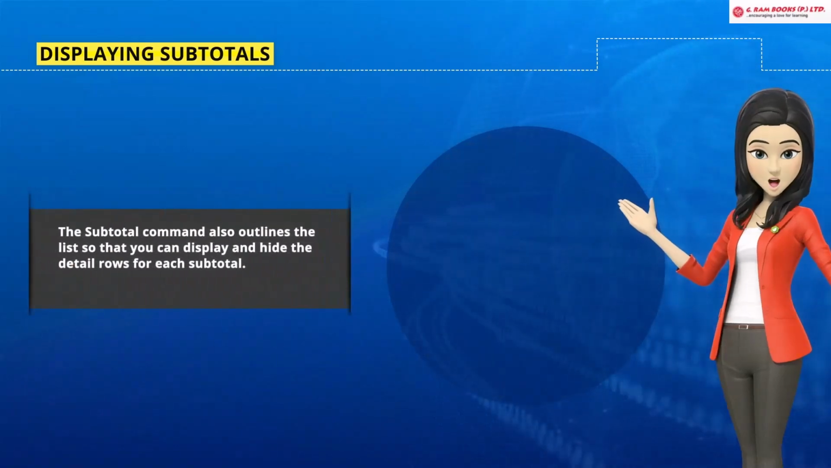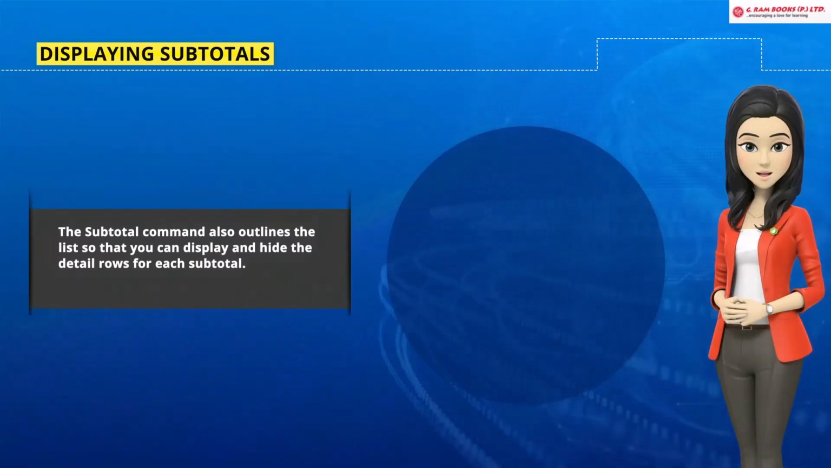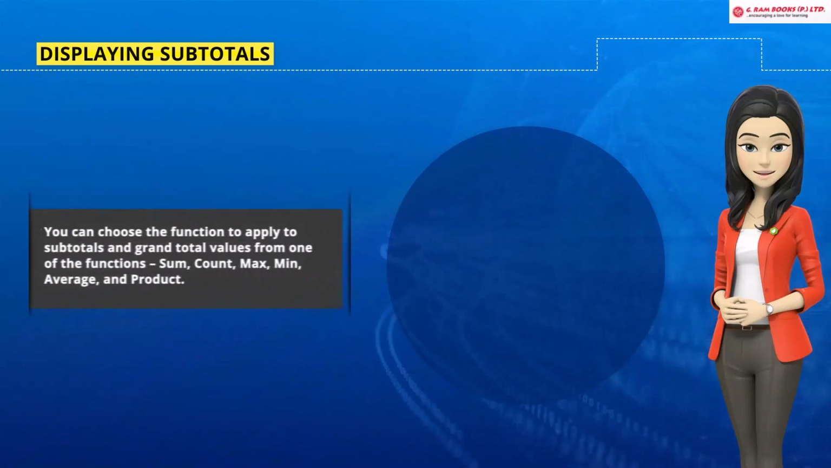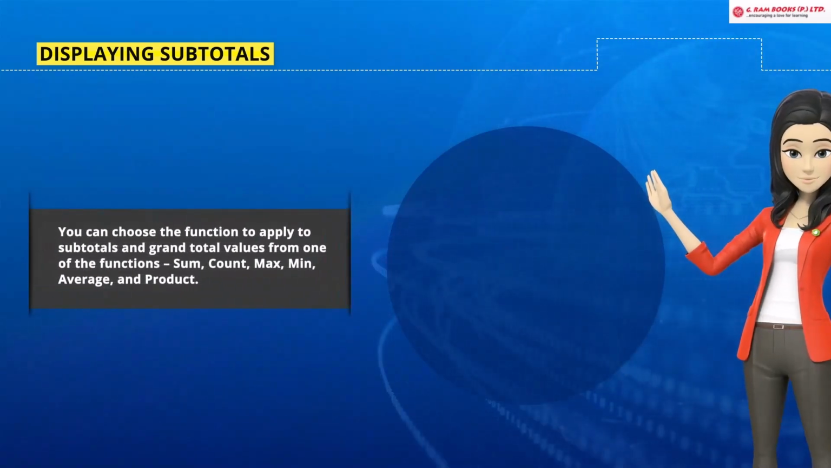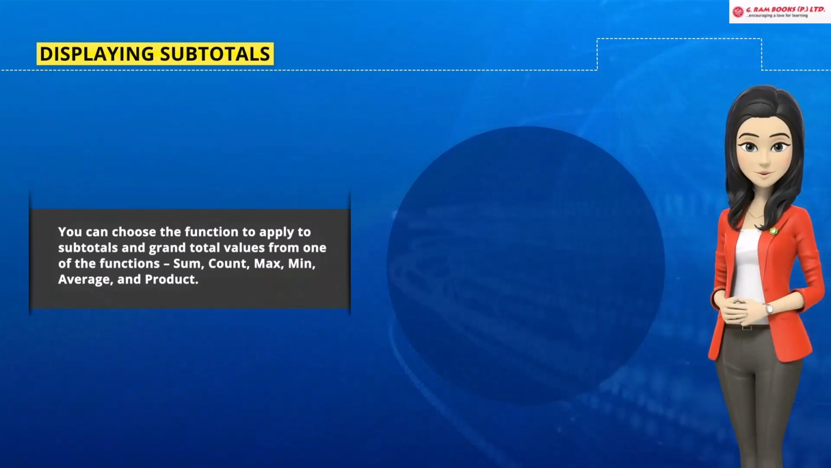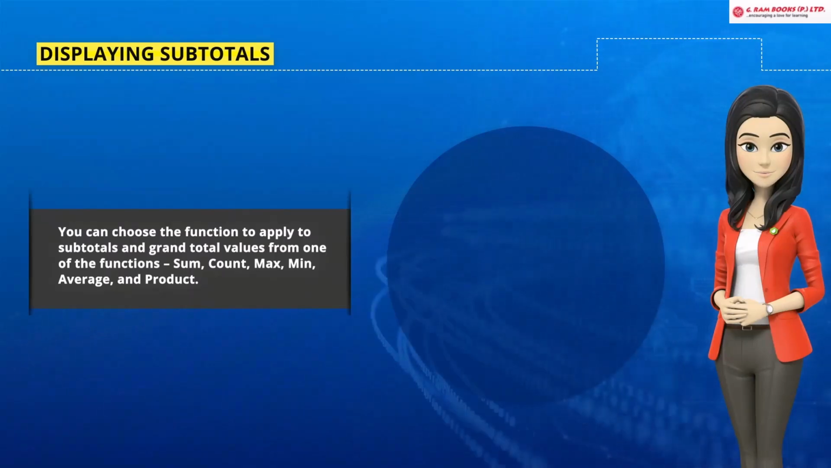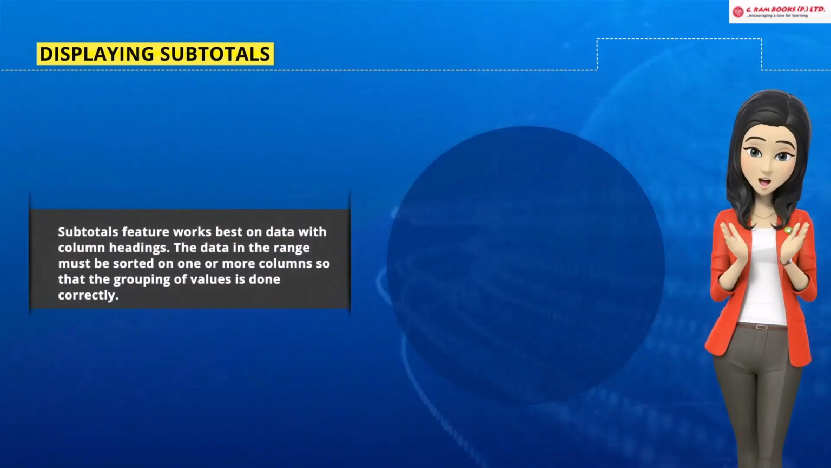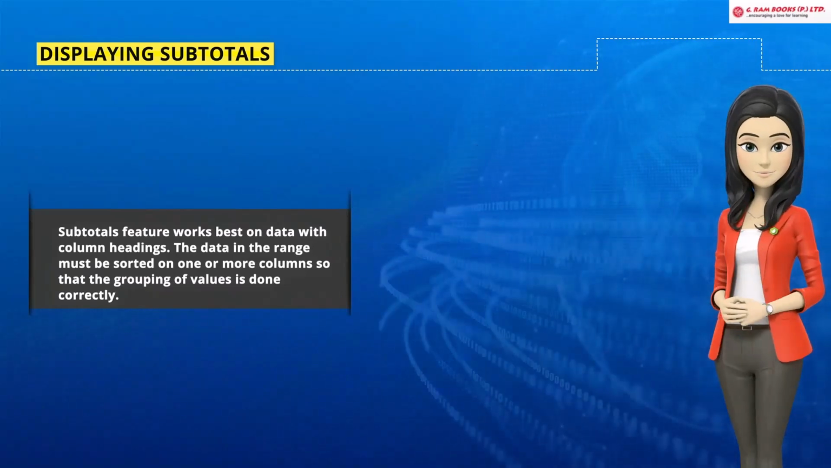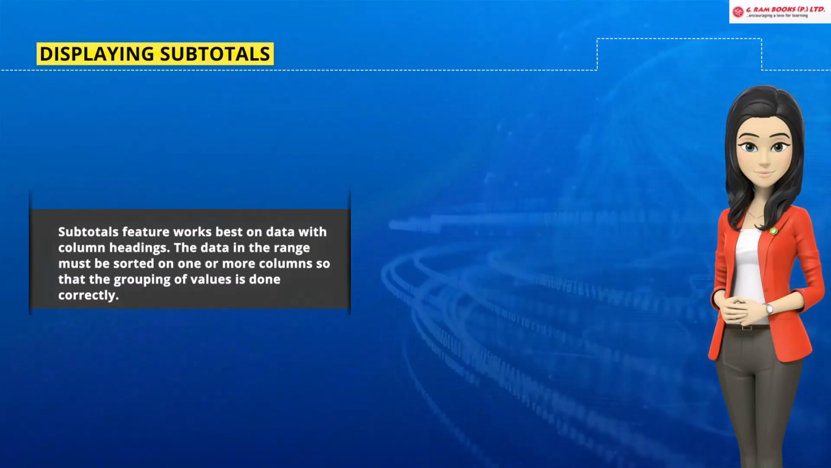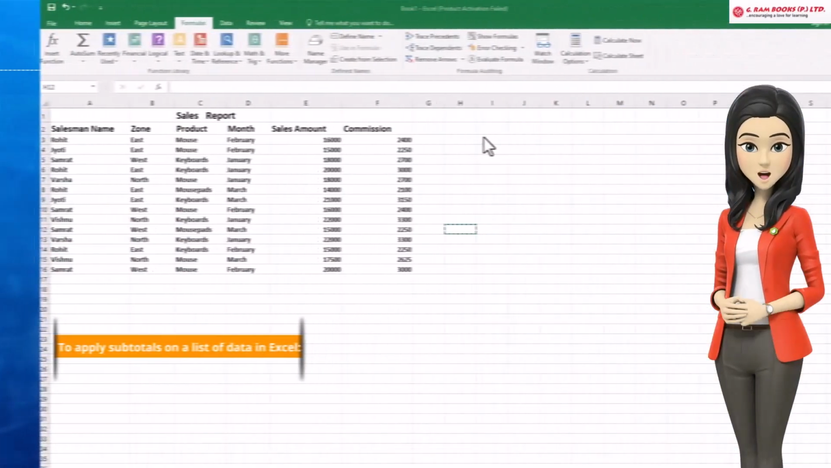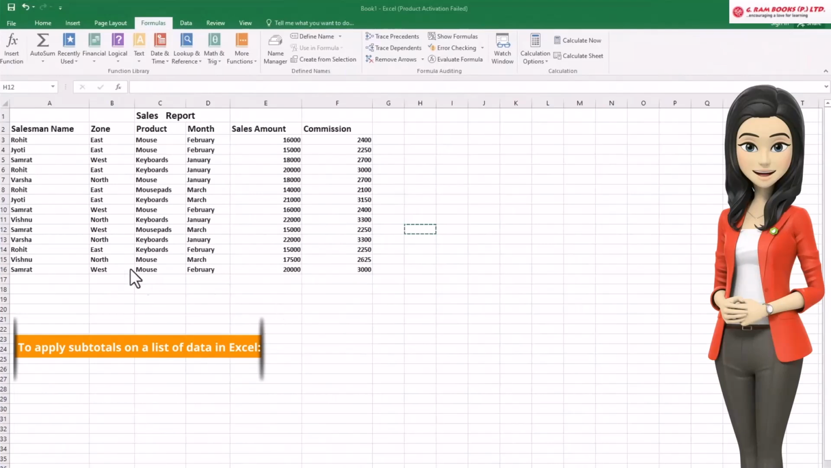The subtotal command also outlines the list so that you can display and hide the detailed rows for each subtotal. You can choose the function to apply to subtotals and grand total values from one of the functions: sum, count, max, min, average, and product. Subtotals feature works best on data with column headings. The data in the range must be sorted on one or more columns so that the grouping of values is done correctly. To apply subtotals on a list of data in Excel, 1.